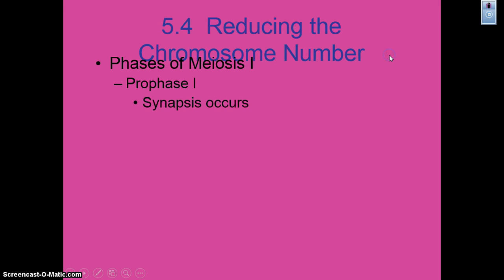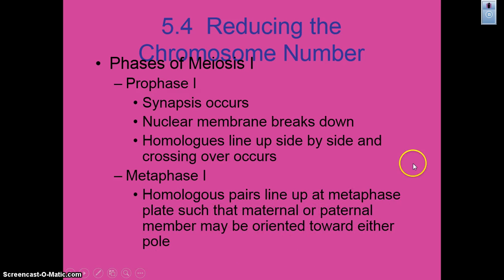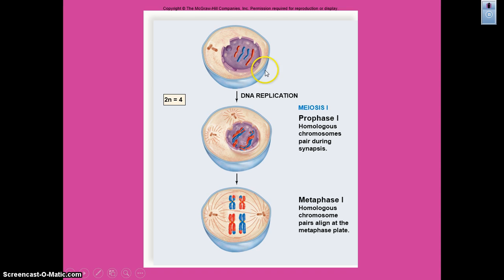All right, phase 1 of meiosis is prophase 1. This is where synapsis occurs. The nuclear membrane breaks down. The homologs line up side by side, and crossing over occurs during this phase. In metaphase 1, the homologs line up at the plate, and they tend to be in pairs so that it looks similar to metaphase in mitosis, but they're lined up in pairs instead of in singles. So where we talked about mitosis, these would be in a straight line. They're actually lined up in their homologous pairs.